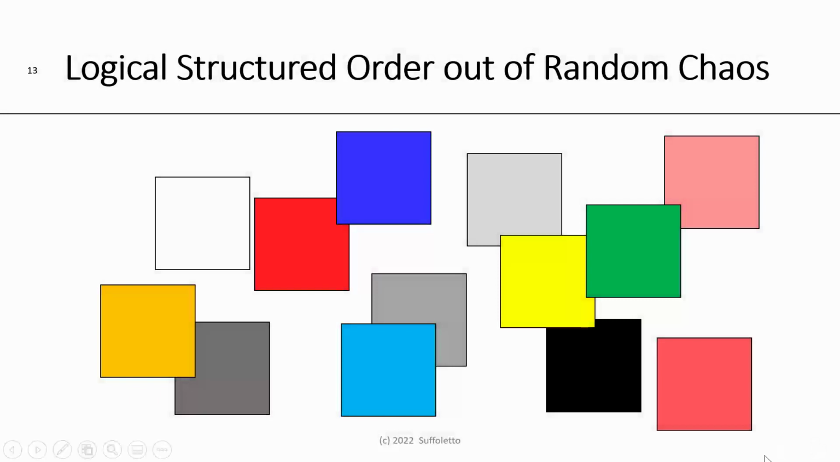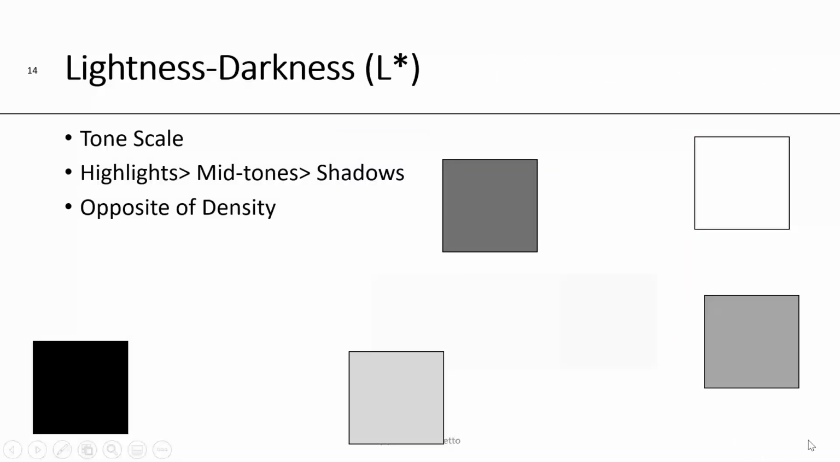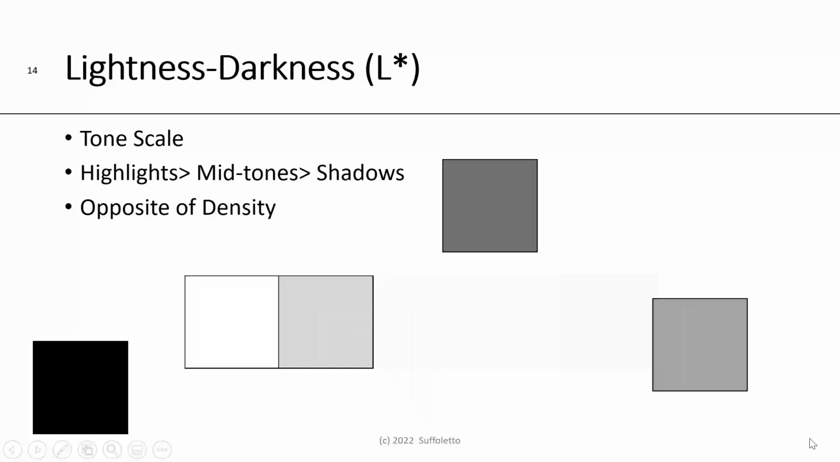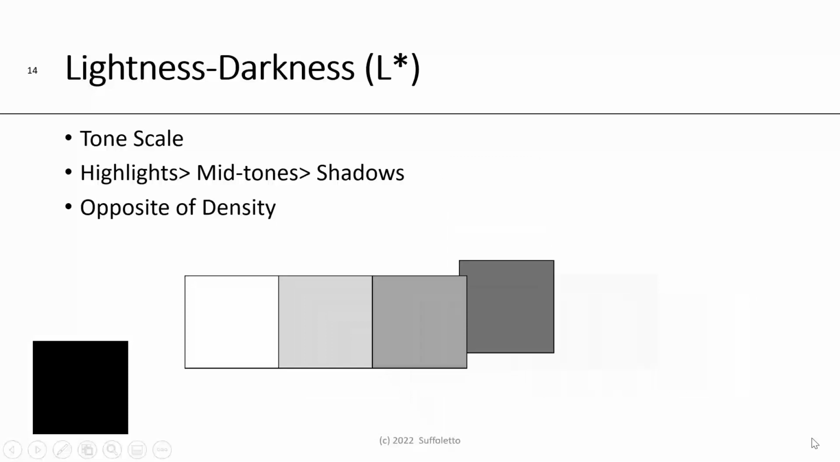I got some random chips here. It looks like they're chaotic. What I want to try to do is bring some logical structure and order to these. I want to put them into groups, categories, and classifications. So what most people will do is they'll say, some of these chips are all neutral. So let's take the neutral chips and put them in order, rank them from lightest to darkest. And when you do that, you get the tone scale.